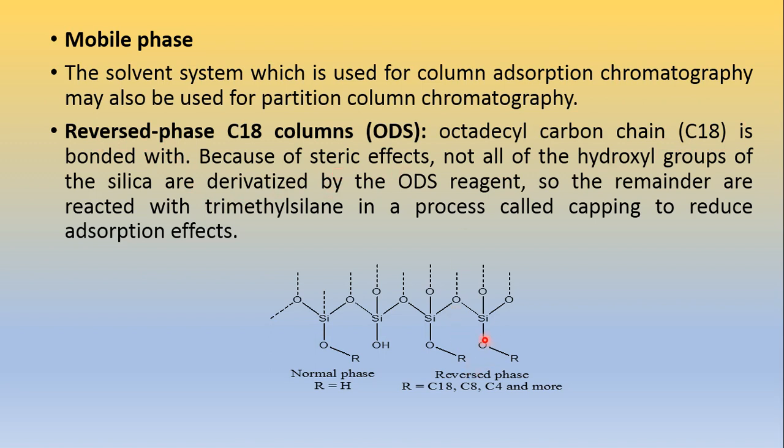So all the hydroxyl groups which are present on the silicon atom in silica gel, in these OH groups the hydrogen atom is replaced by this hydrocarbon chain, which could be a C18 chain, C8 chain or C4 chain or more. So here this alkyl group is a hydrocarbon chain which provides non-polarity to this polar silica gel material, means this polar stationary phase becomes non-polar or hydrophobic when we attach covalently these types of organic moieties.